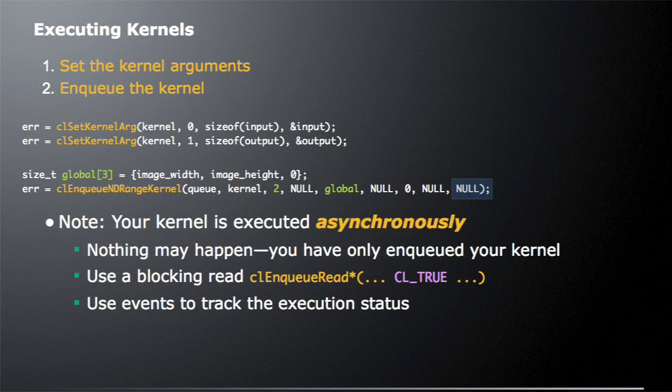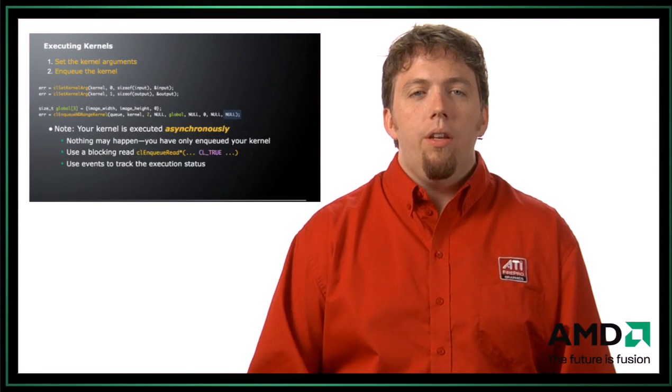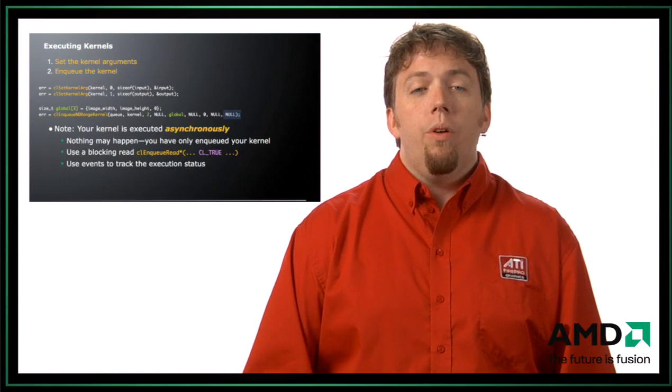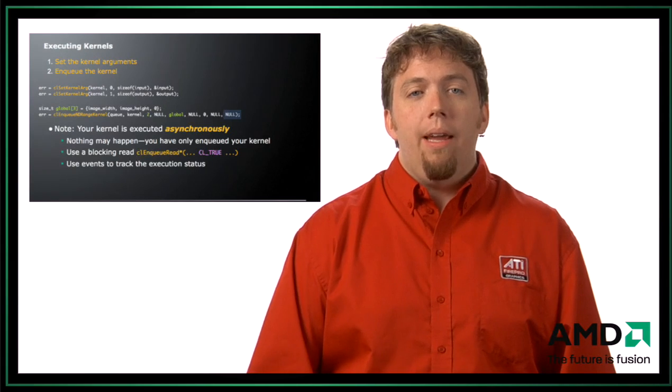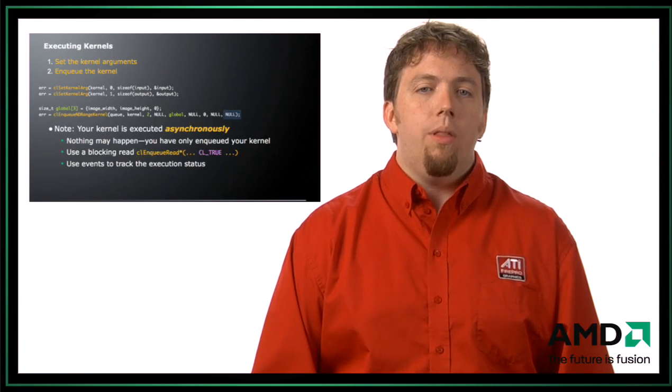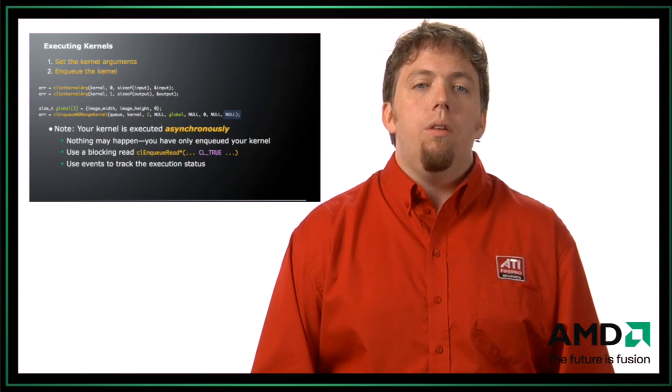Here we note that we're executing our kernel asynchronously because I'm not passing in any events. From previous videos, I talked about how you need events to synchronize your kernels. In this case, you're just requesting the OpenCL runtime to enqueue that task into a queue that will later be run. So nothing may happen. You might make this call and then it might take the runtime a while to get to the point where it can execute that kernel. You've only enqueued the kernel.